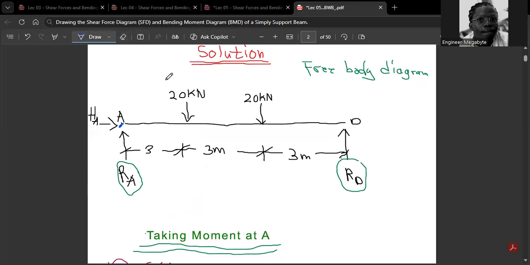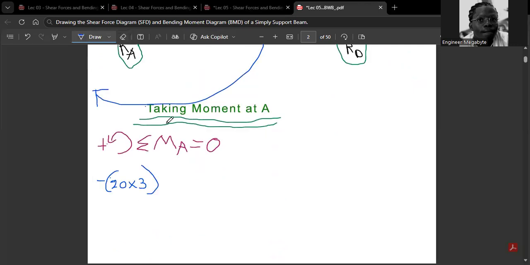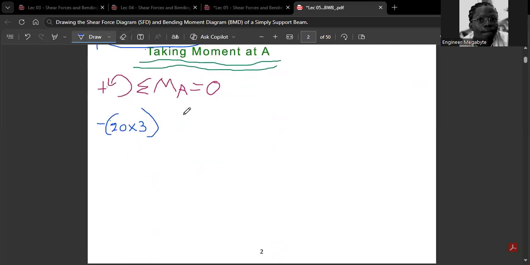So we come and open to here. Still, this is our origin. If you open to here and you follow the direction of this, it is also taking a clockwise moment about this origin. But the distance that will be covered from here to here is what? 6. So we say 20 times 6. But it is also negative because it is moving in a clockwise direction. So this becomes negative 20 times 6.